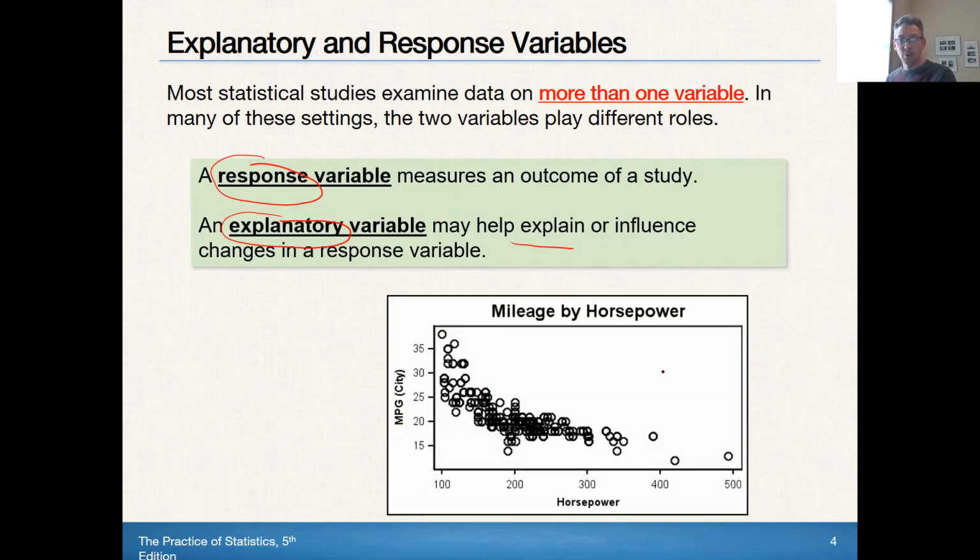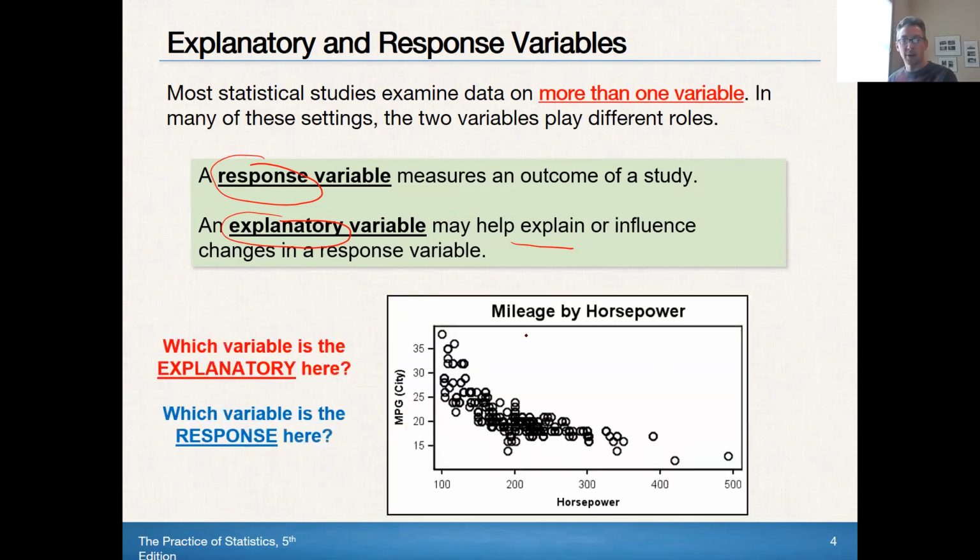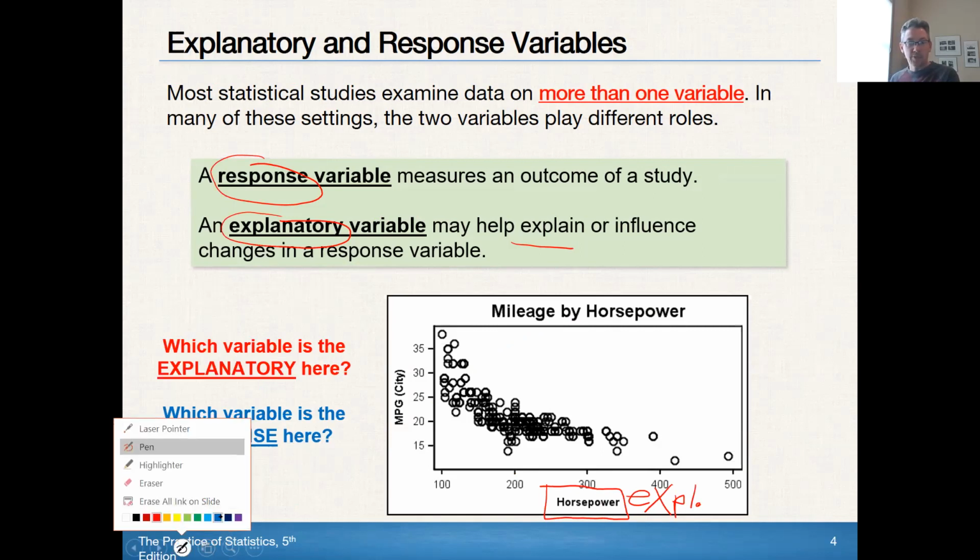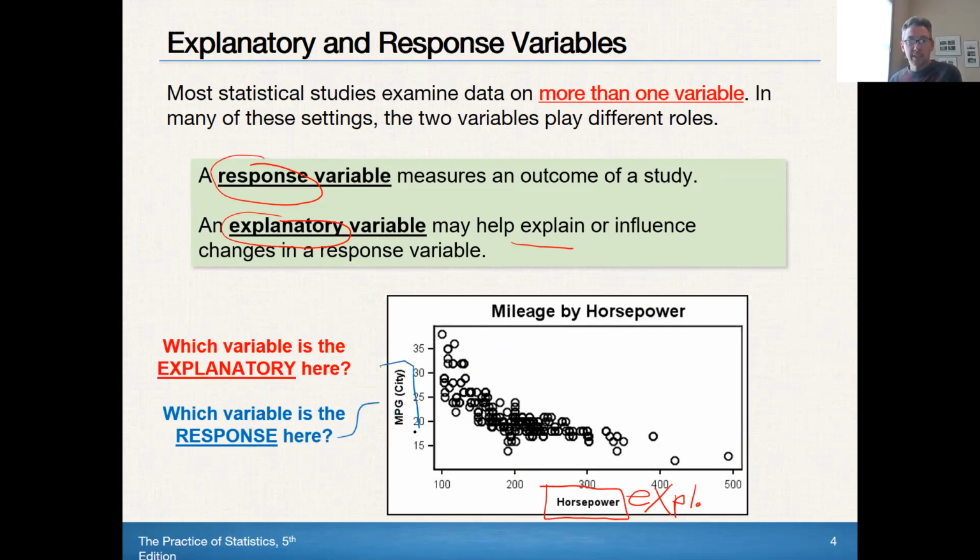So if we look back at our horsepower problem here, mileage versus horsepower, which one is the explanatory variable here? I would say the explanatory is horsepower. And notice the horsepower is on the x-axis. The explanatory variable is always going to be on the x-axis. I think horsepower is explaining what's going on in terms of the miles per gallon. So the response variable here is miles per gallon. So response is always on the y, explanatory variable is always on the x-axis.